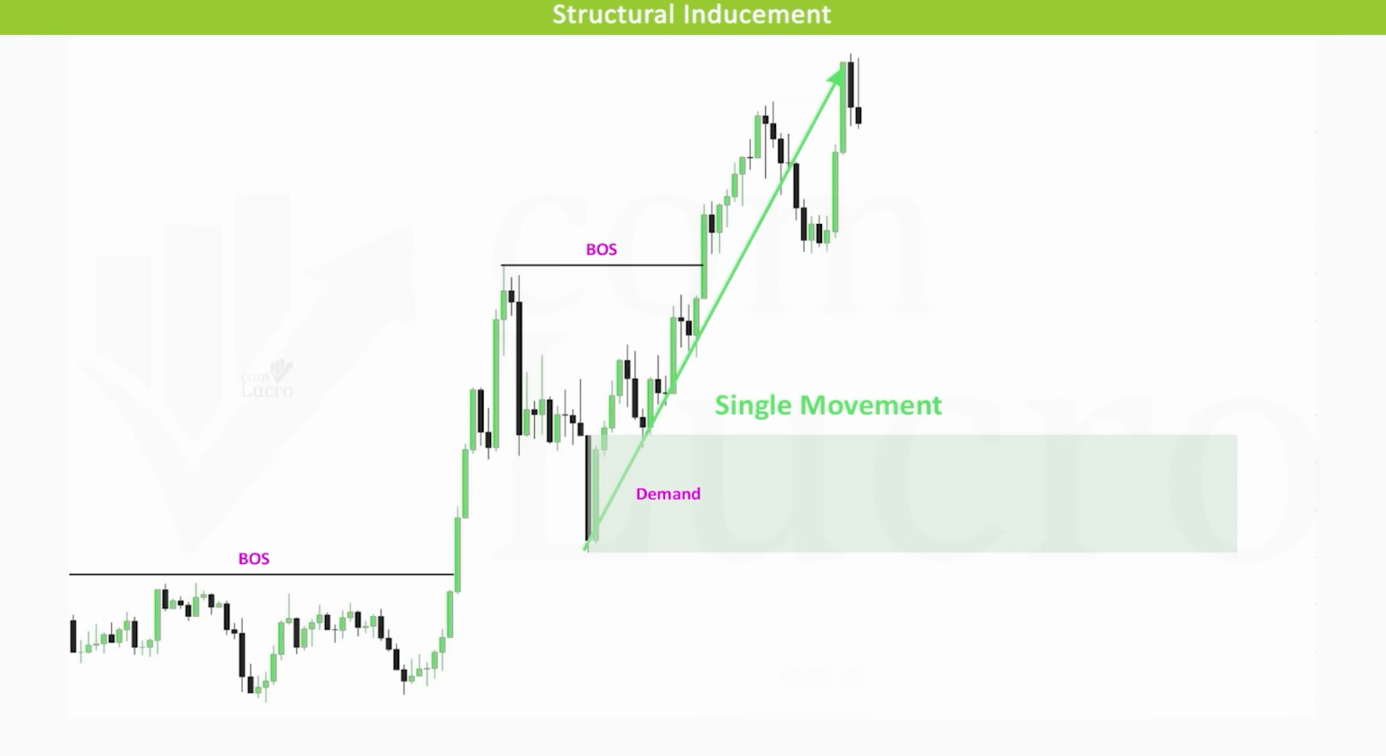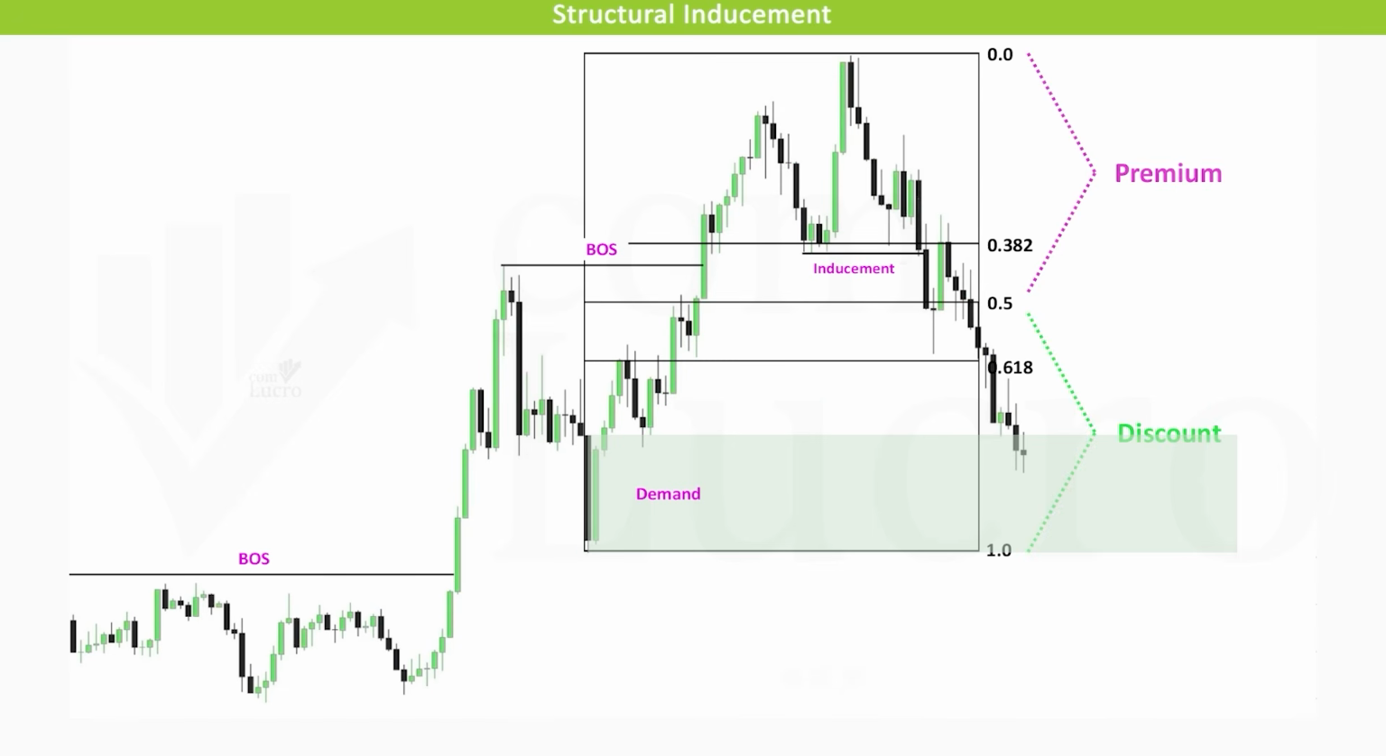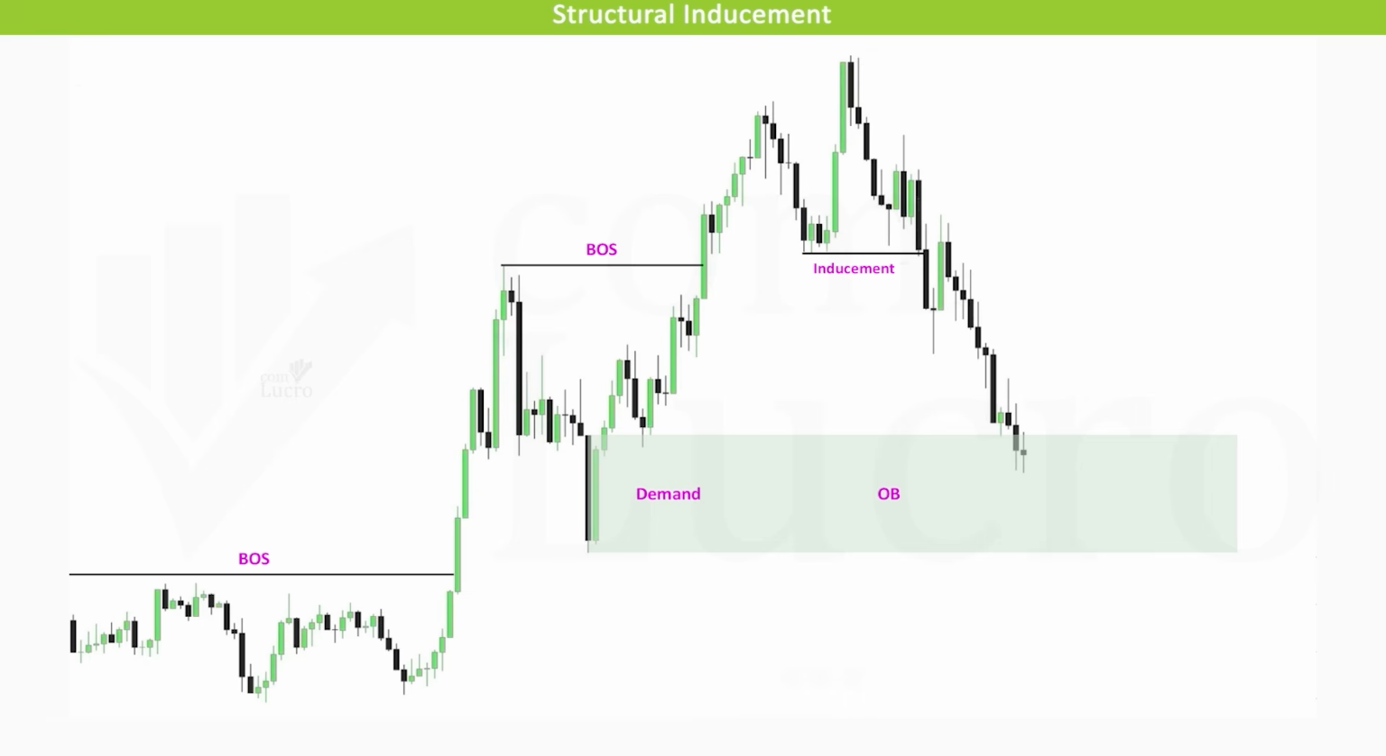Because of that, traders must be cautious with shallow retracements. The ideal scenario in a bullish trend is to wait for price to retrace into the 50% level or deeper, where price enters the discount zone. This is where real institutional buying is more likely to occur, and where you avoid becoming liquidity for inducement moves.